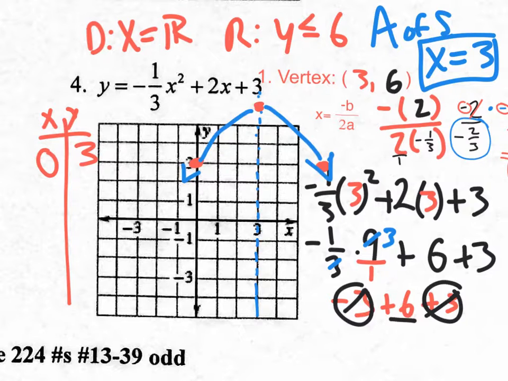The y-intercept we could clearly see is this coordinate, 0, 3, right there. That's all there is that you could answer about this parabola.